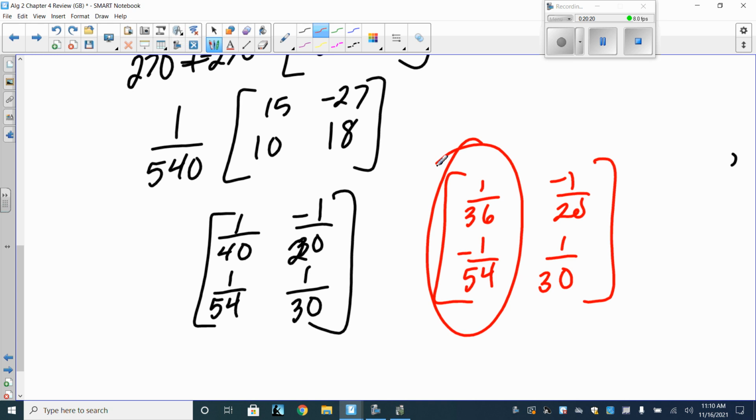I just wanted to go over how to do an inverse by hand. And it also shows us that these aren't inverses, because the correct inverse for this here is 1/40th, negative 1/20th, 1/54th, and 1/30th.